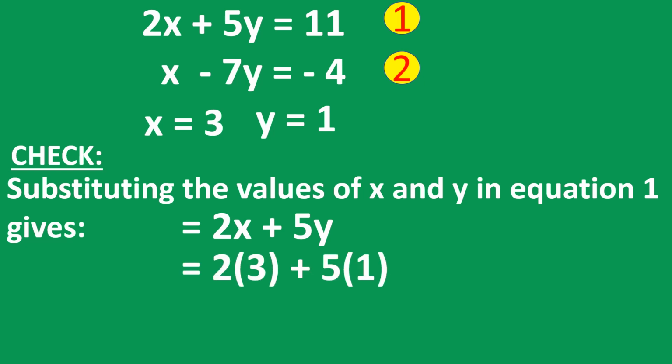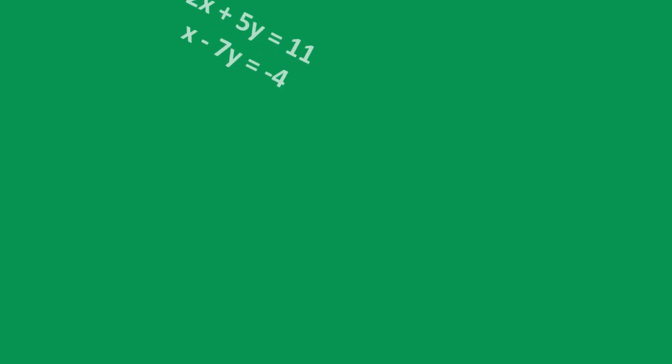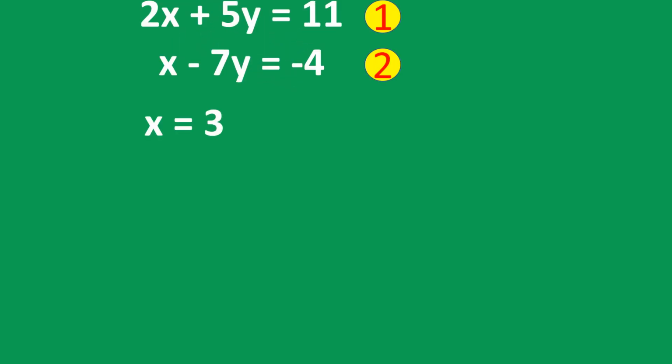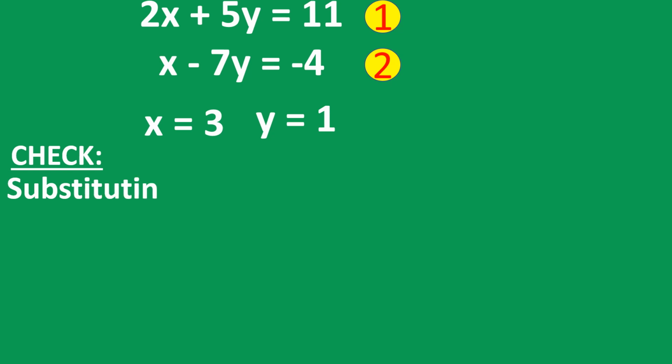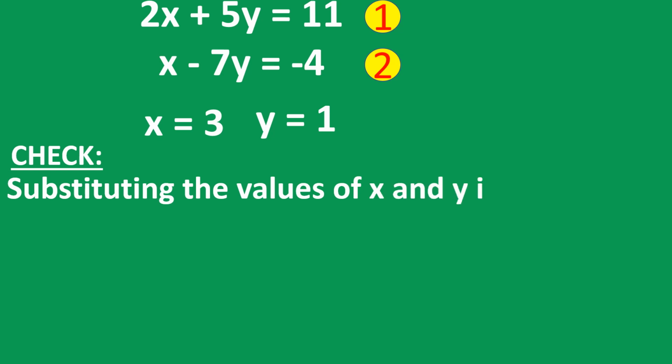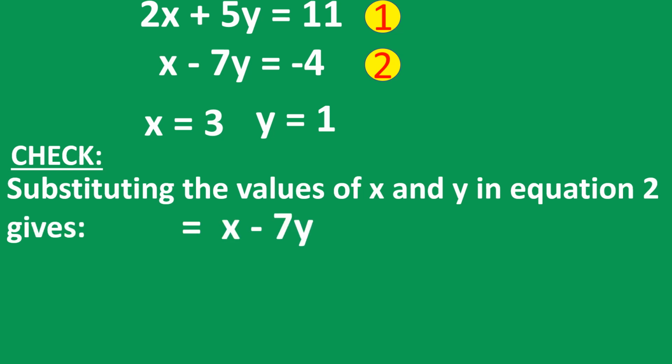So anywhere we see x, we put 3, and where we see y, we put 1. So 2 times 3 is 6, and then 5 times 1 is 5. 6 plus 5 is 11, and this satisfies equation 1. We'll do the same for equation 2 to be sure that what happened in equation 1 will also happen in equation 2. That is, the variables x and y which we have solved for should also satisfy equation 2. So what do we have in equation 2? We have x minus 7y is equal to minus 4.